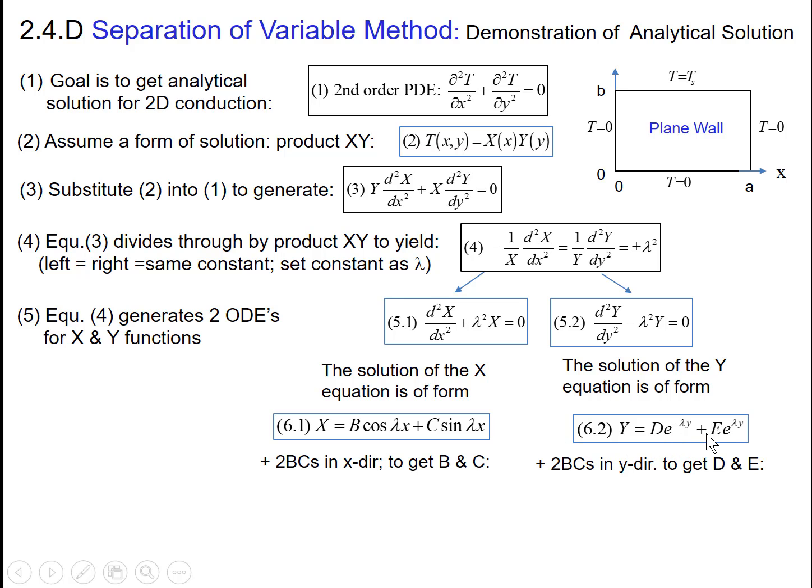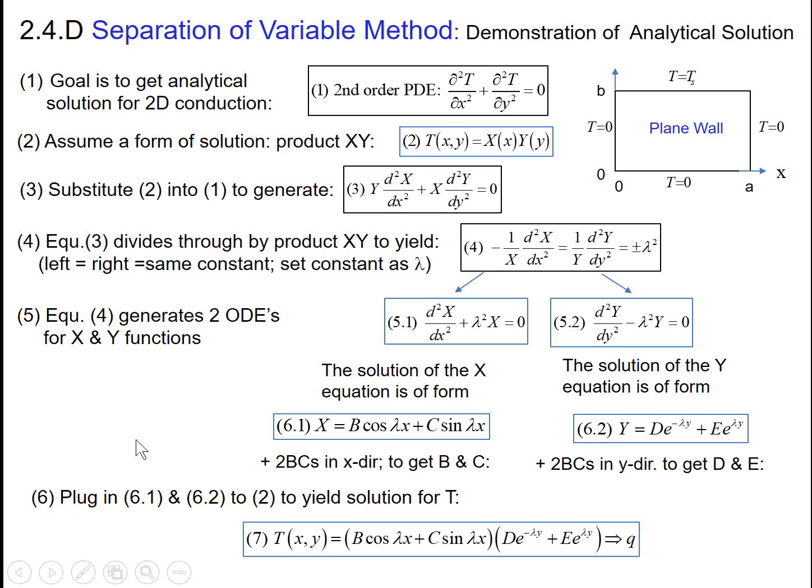E is exponential function. This is sine cosine function. Finally, plug in the equation 6.1 and equation 6.2 back to equation 2 to yield the analytical solution for temperature. And then next, if we want, we can get the heat rate equation.